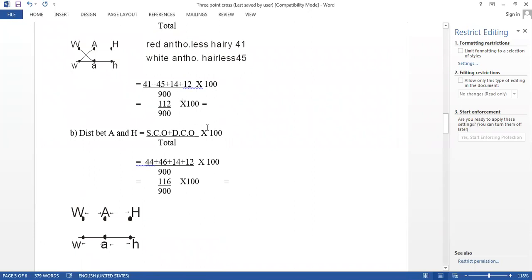So calculate this and write it in your journal. You'll get some answer. 112 upon 900 into 100. Whatever answer you get here, this is the distance between W and A. Supposing I get the answer as 9, then the distance between W and A will be 9 MU, that is 9 map units. You have to put it here, and this is the result.